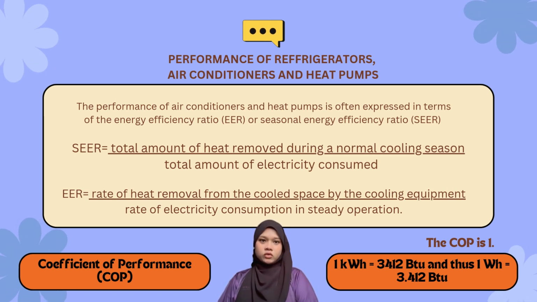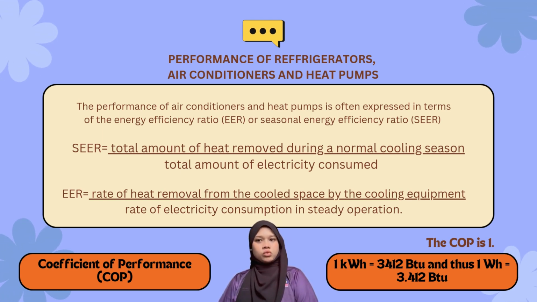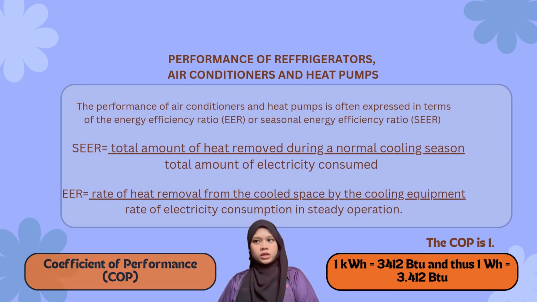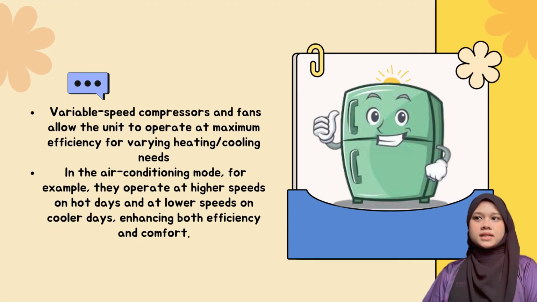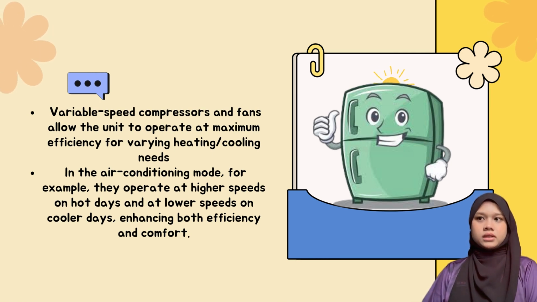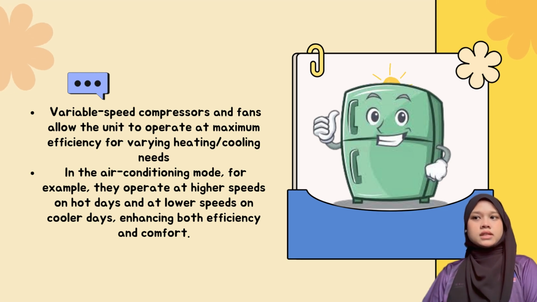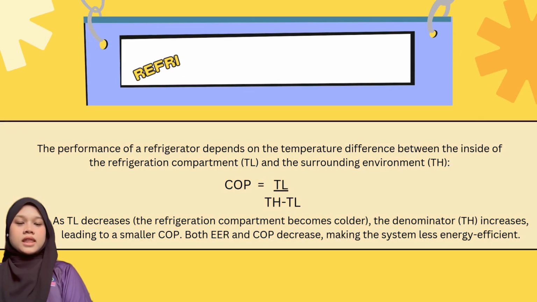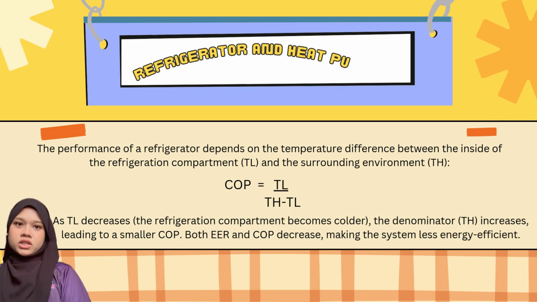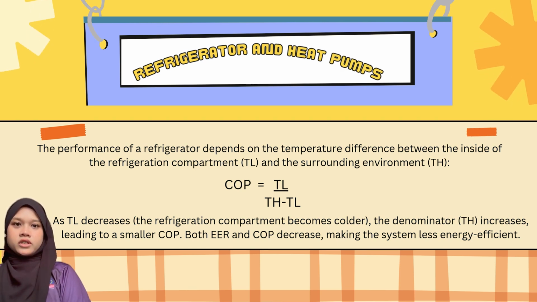It is measured in units of BTU, where 1 kilowatt-hour is equal to 3412 BTU, and thus 1 watt-hour is equal to 3.412 BTU. Variable speed compressors and fans allow the unit to operate at maximum efficiency for varying heating or cooling needs. For example, they operate at higher speeds on hot days and at lower speeds on cooler days, enhancing both efficiency and comfort.